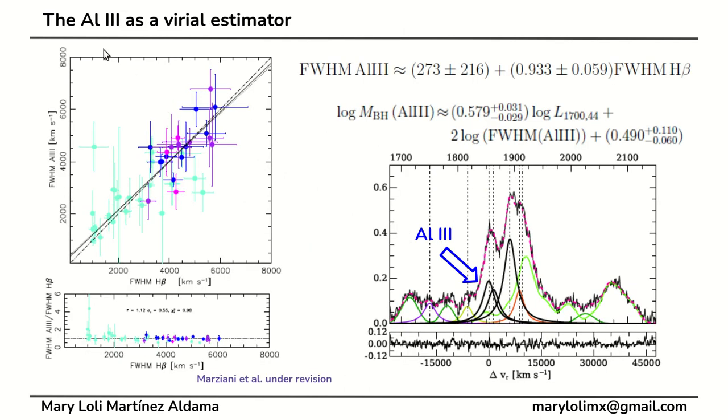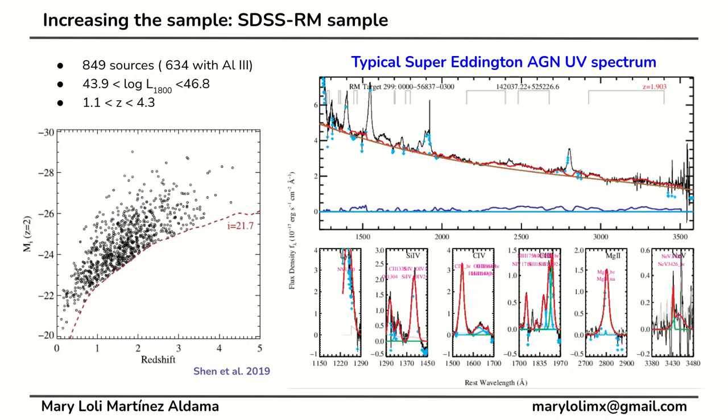So that's why we propose to use aluminum III, which is a semi-forbidden line, and especially in the Super-Eddington AGNs, it is really very strong. So why not use this emission line as a virial estimator? We observed the data with both aluminum III and H beta, and we found that they correlate with a relation very close to 1. You can see this slope here. So this result gives us a strong motivation to really consider aluminum III as a virial estimator.